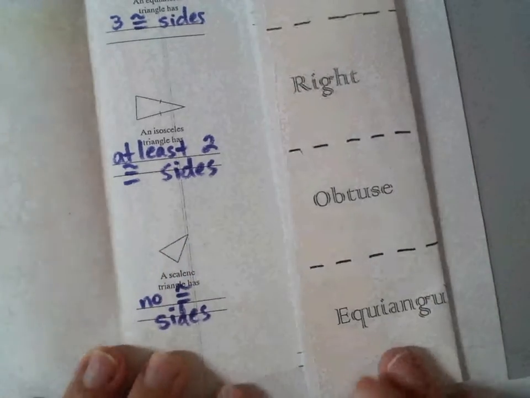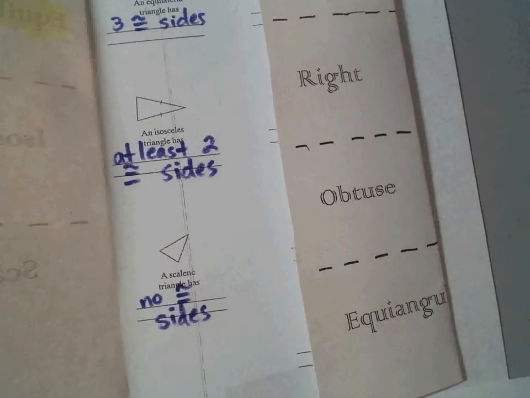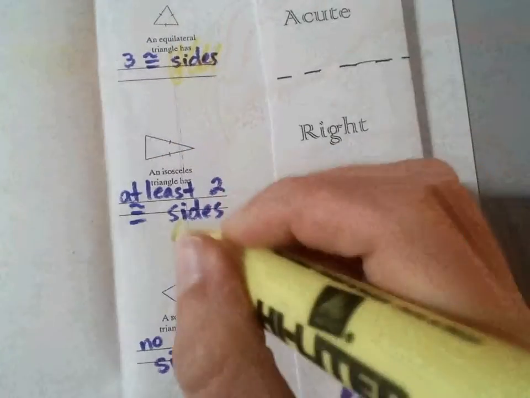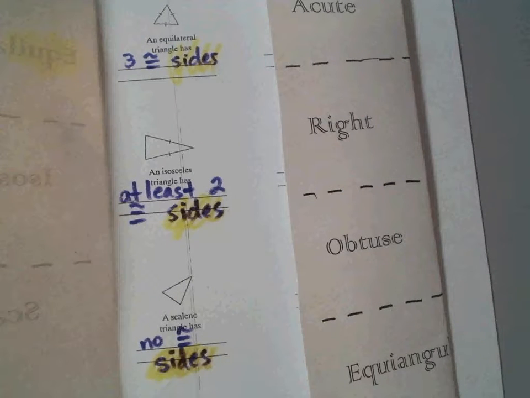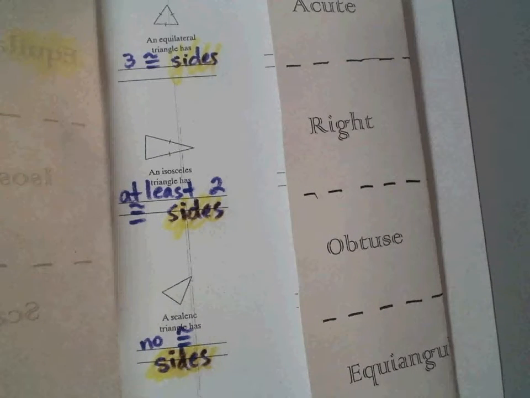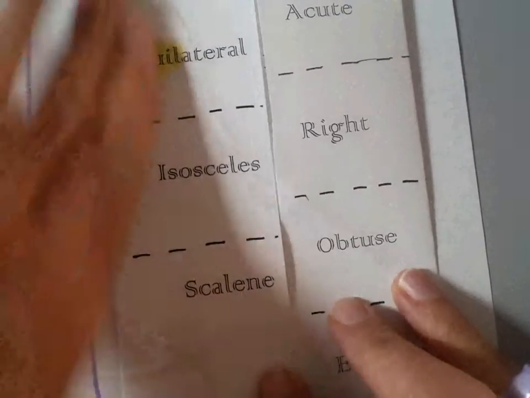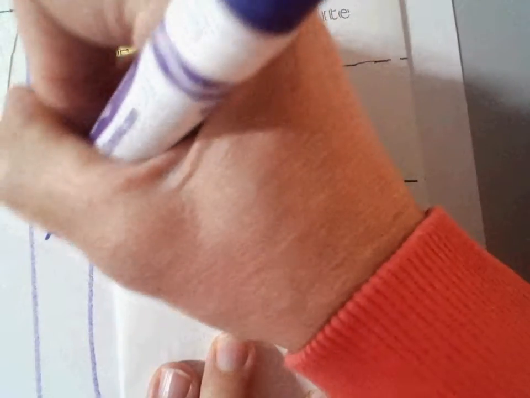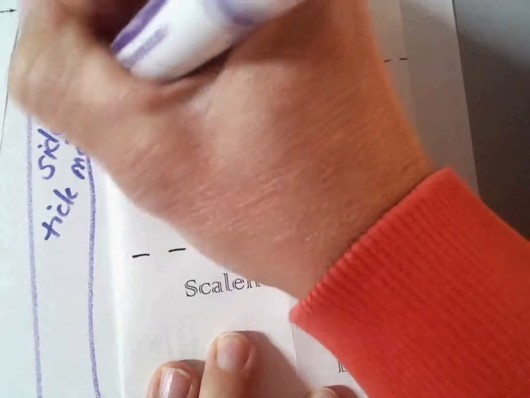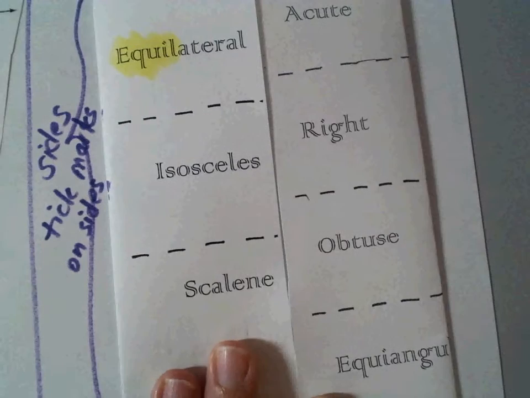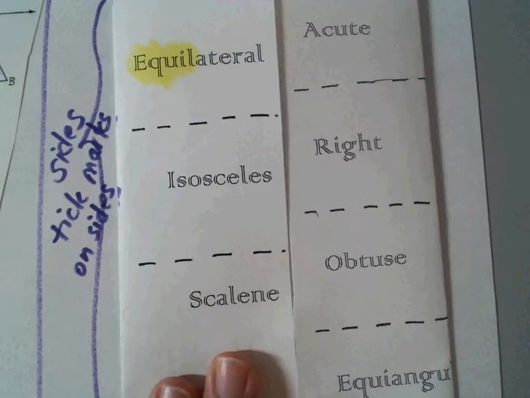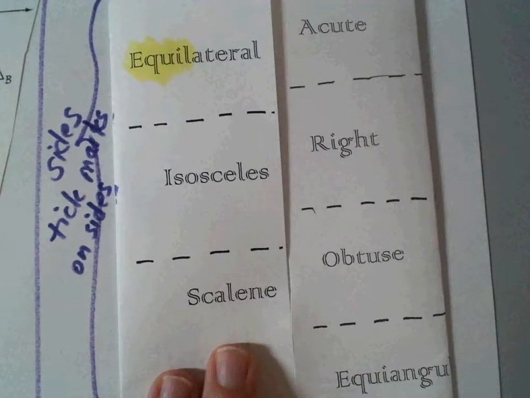Okay, notice the key word in all 3 of those things that we just talked about. The key word was sides. All those words were about the sides, how the sides are on a triangle. When you look for sides, aren't you looking for tick marks on the sides? I think you should make a note of that too. Sides means tick marks on sides. So if you're asked to classify according to the sides, you've got to look at the tick marks.